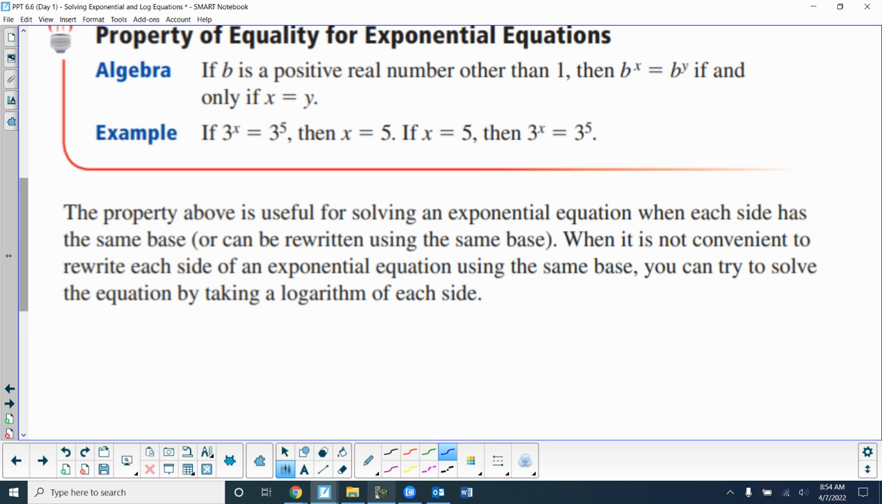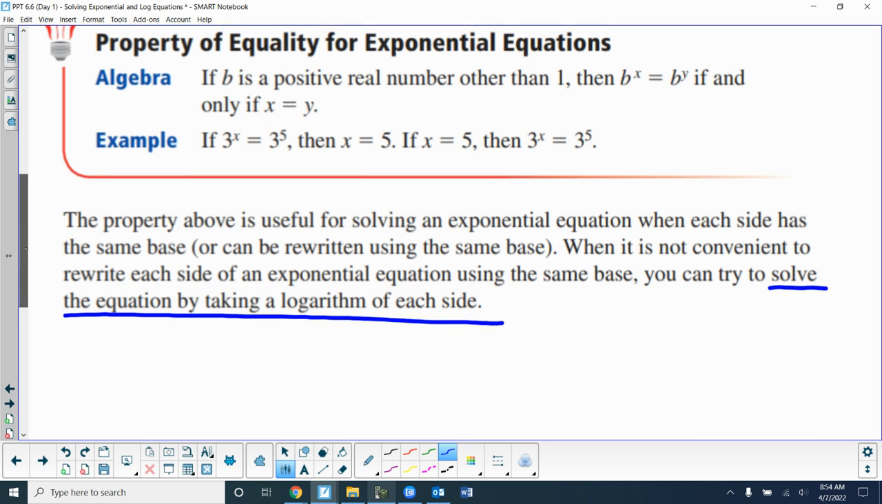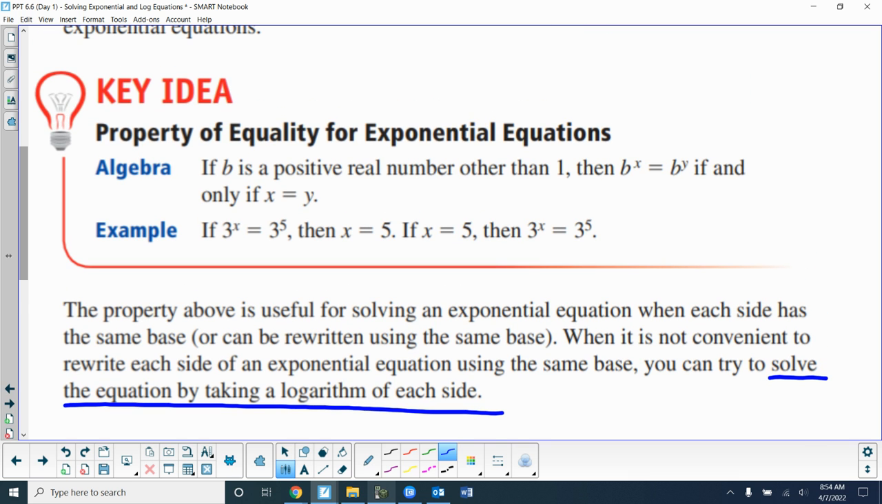So what they want us to do is try to write both sides with the same base. You can't always do that. We can't always write problems with the same base, so I'm going to show you by taking the logarithm. We're going to do it this way. Take the logarithm of each side. We're not going to worry about trying to write both sides with the same base.